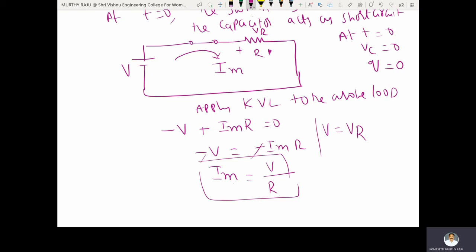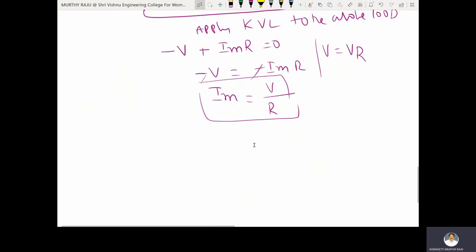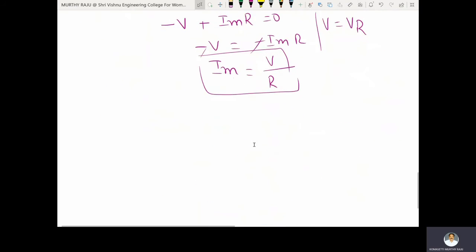At t is equal to 0, the switch is suddenly closed. The capacitor acts as a short circuit because the initial voltage across the capacitor, VC, is equal to 0. Charge on the capacitor Q is also 0. This condition is called the switching instant. At the switching instant, the charging current is maximum. This is the fundamental point.